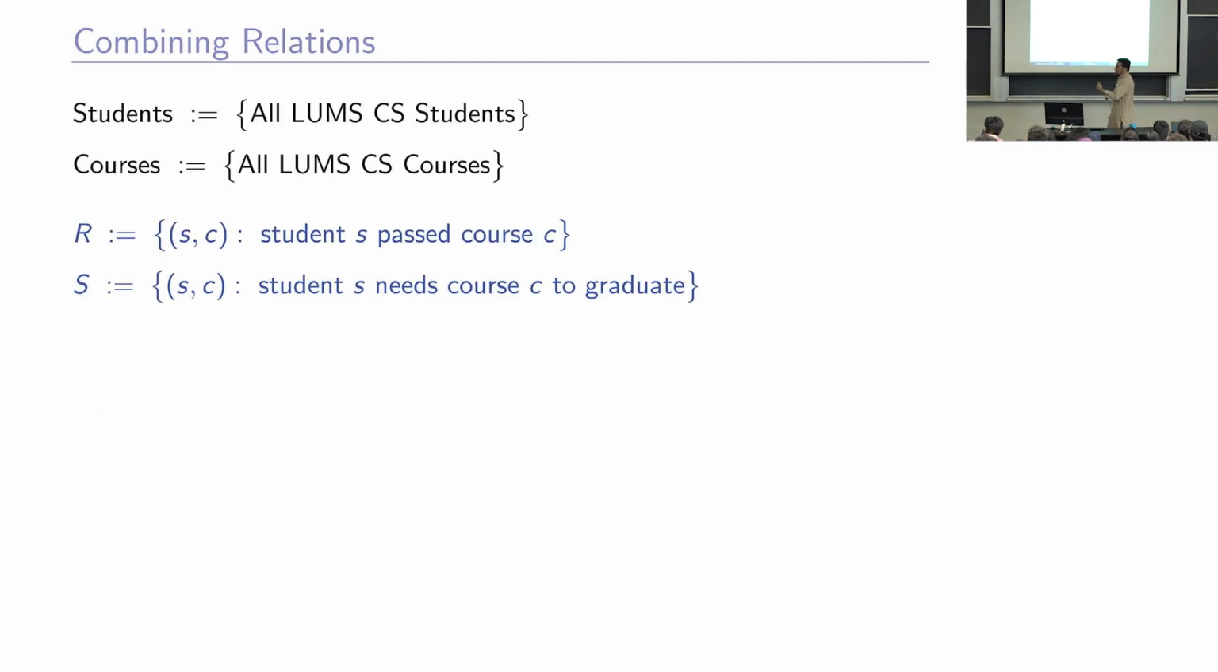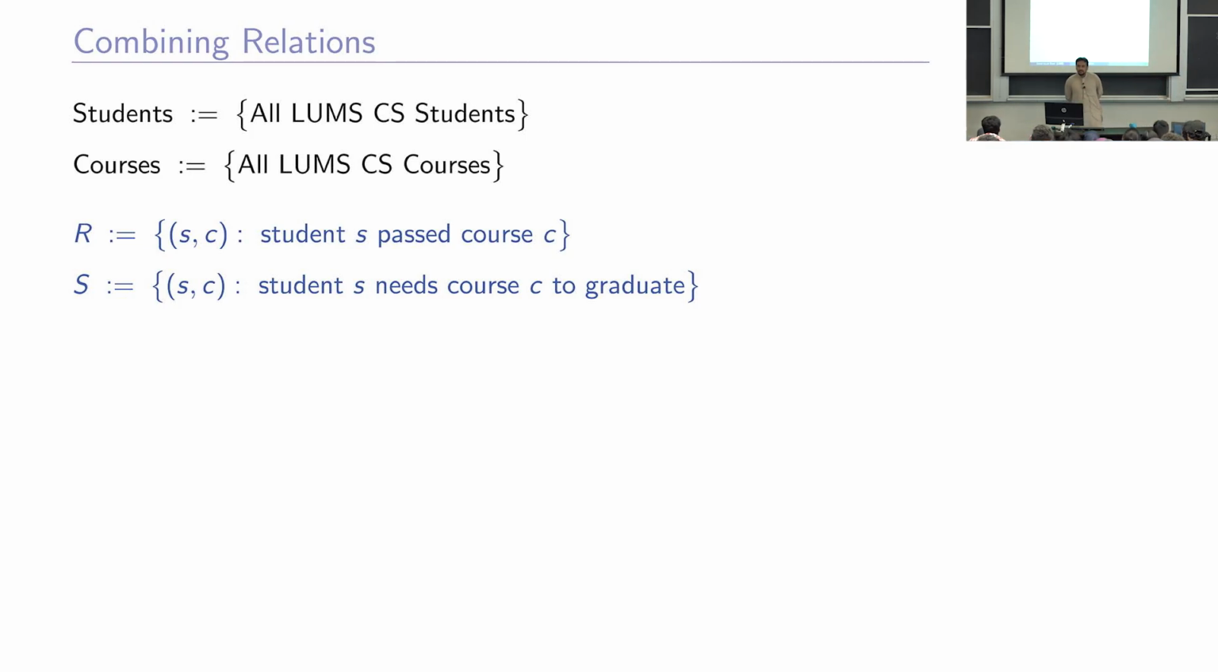Where do we need this? Here is a simple example, please pay attention. I have the set of all possible courses in the record, all courses offered or to be offered, currently offered. Students, and the set of students is all LUMSx CS students. Sorry, CS courses and CS students. Not just all LUMSx courses.